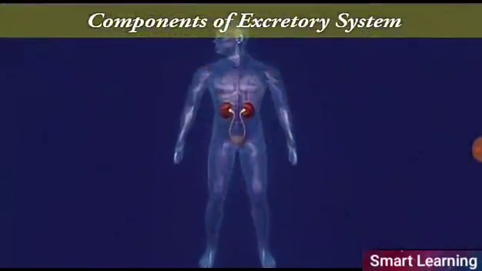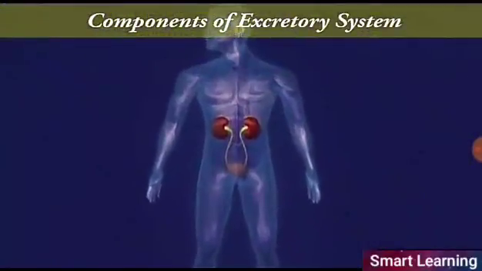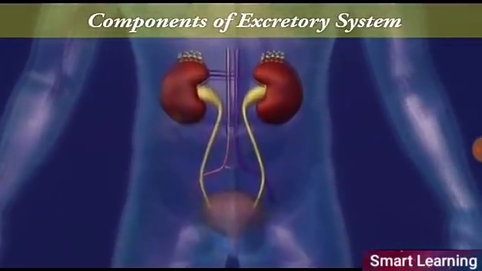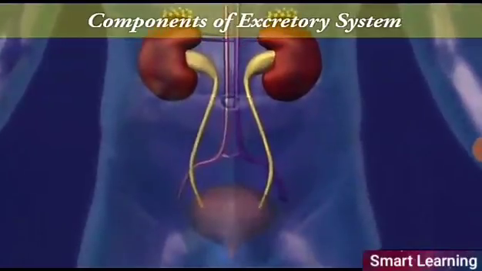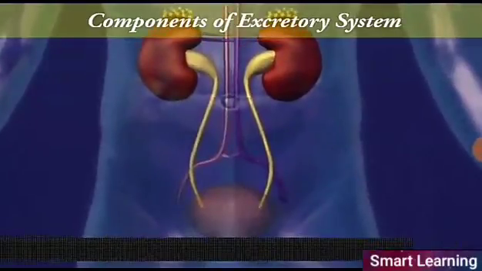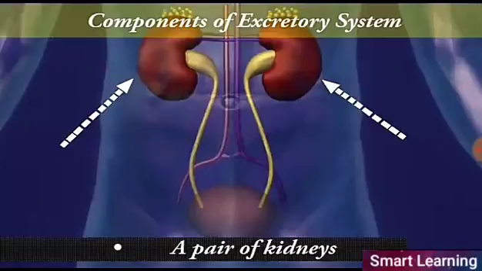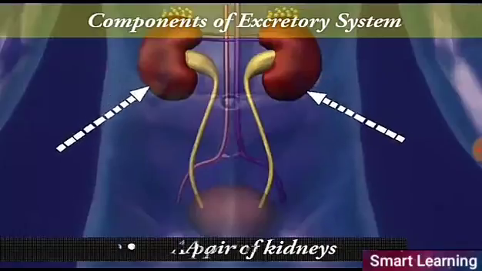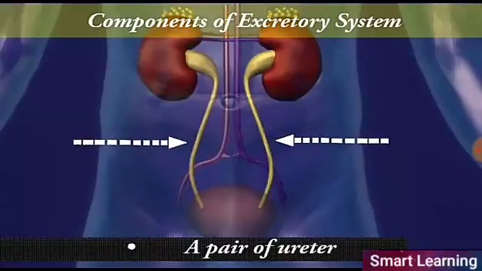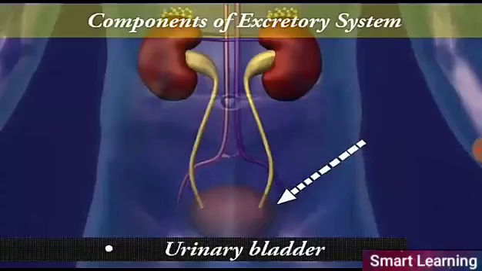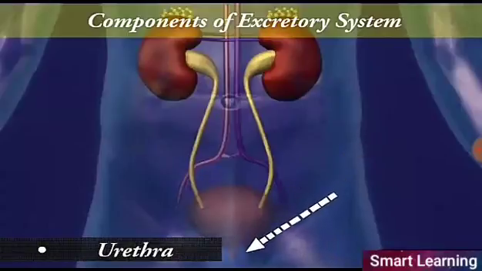To understand the excretory system of human beings, we must be aware of its components. The main components of the human excretory system are a pair of kidneys located in the lower part of the abdominal cavity, one on either side of the backbone, a pair of ureters, a urinary bladder, and a urethra.